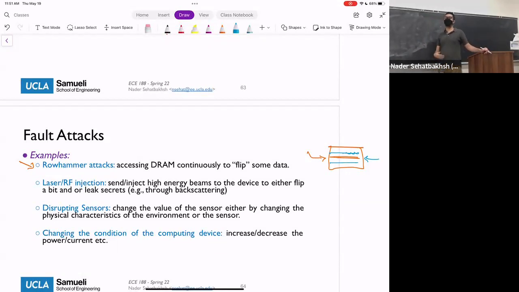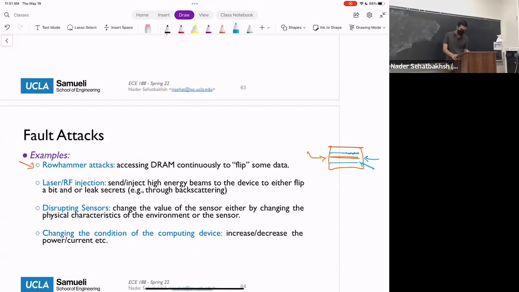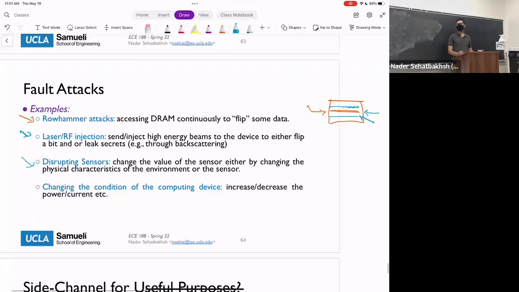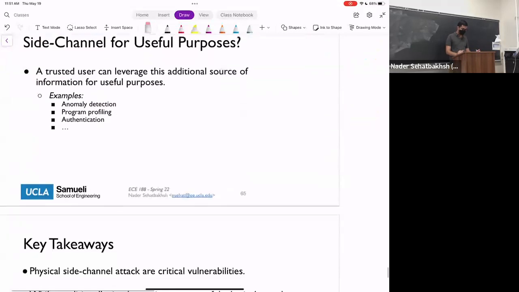And this could create lots of challenges for modern systems. I never have access to this line, but I have access to this line. But since this is neighboring with the same line in my DRAM, I can actually attack. There are laser attacks. There are sensor attacks. There's a whole bunch of different physical attacks that create faults in the system. If you're interested, go and take a look at them as well. I think one of the paper presentations will be about these fault attacks, so we're going to learn more about them.